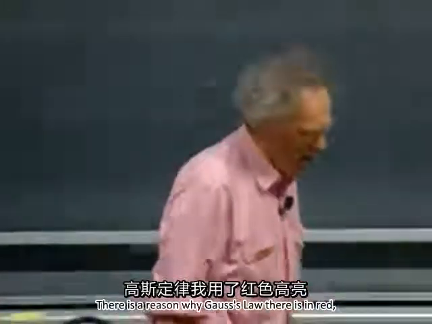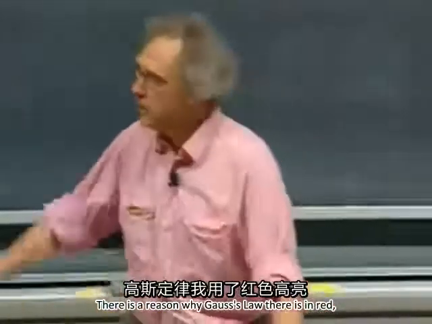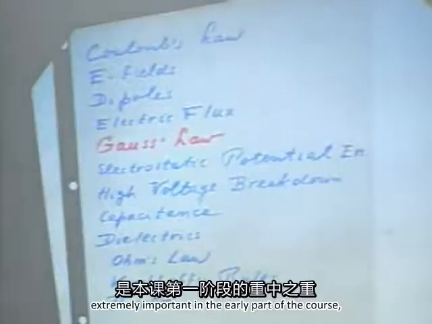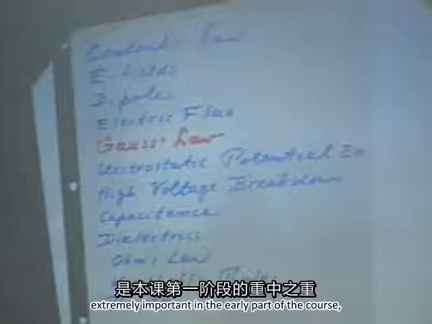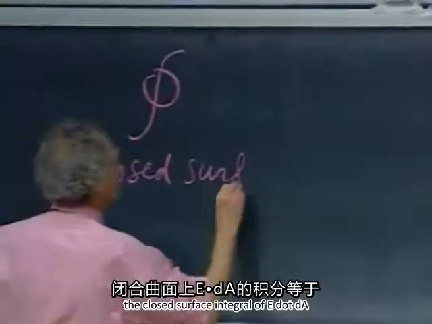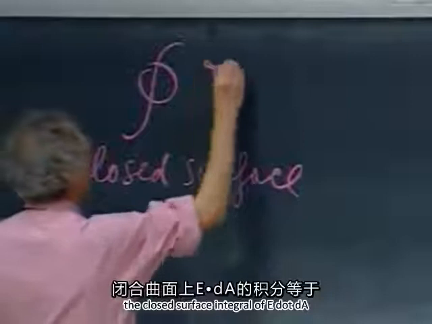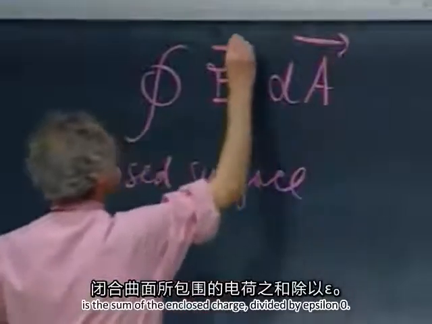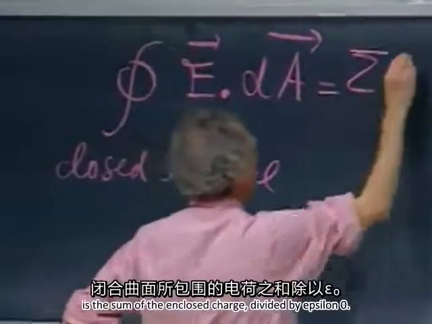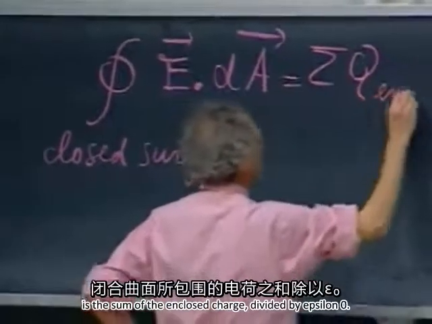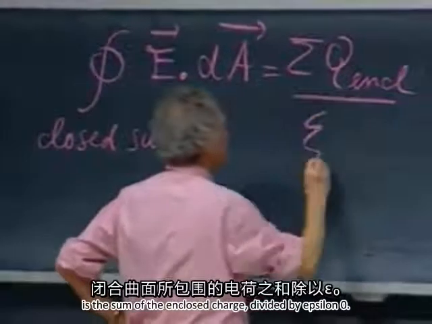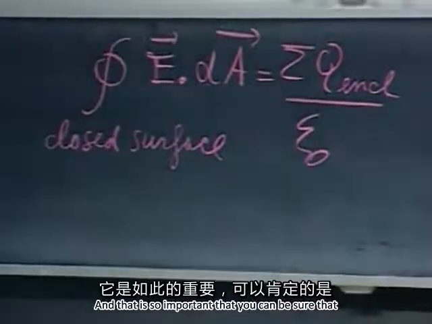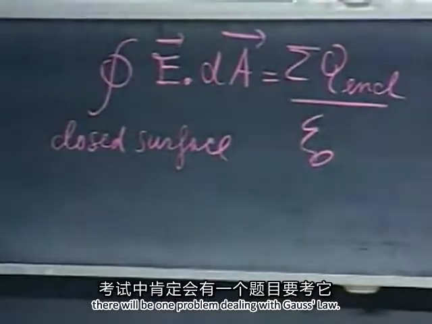There is a reason why Gauss' law there is in red, because Gauss' law is, of course, extremely important in this early part of the course. The closed surface integral of E dot dA is the sum of the enclosed charge divided by epsilon 0. And that is so important that you can be sure that there will be one problem dealing with Gauss' law.